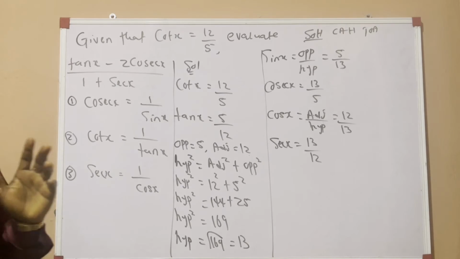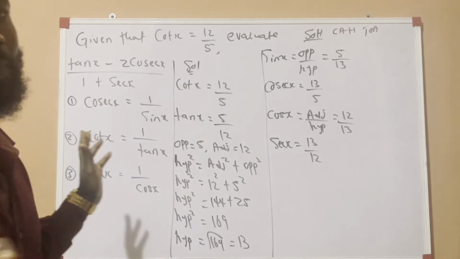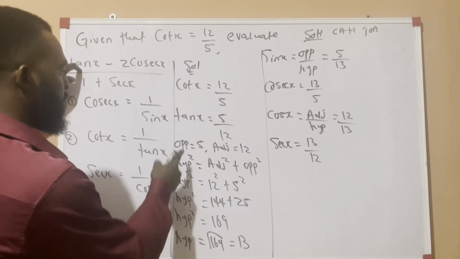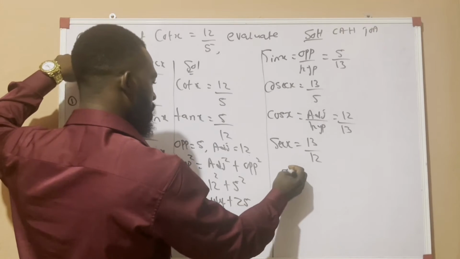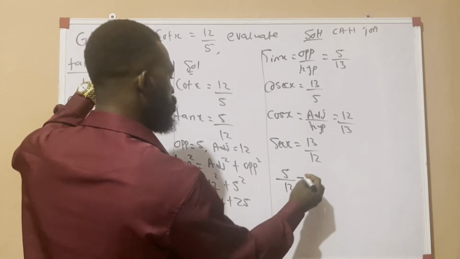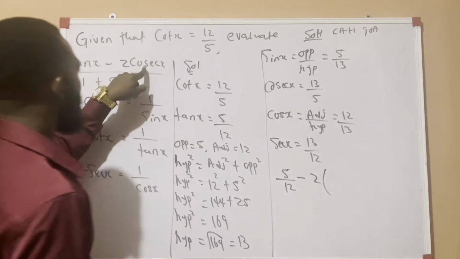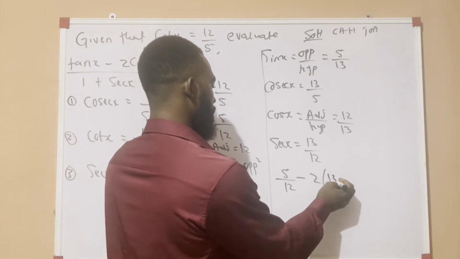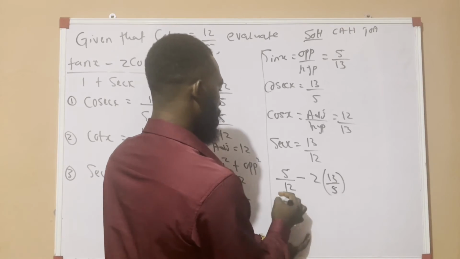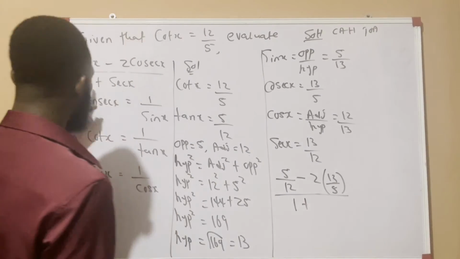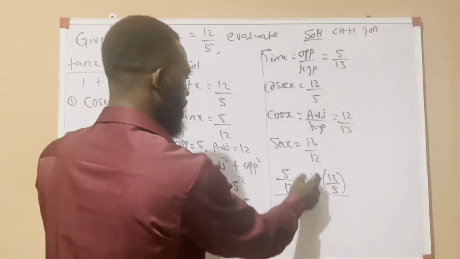So now that we have gotten all of this, let's come back to the question and smile, and then start solving. Now, we have tan x. What is tan x? Tan x is 5 over 12. Minus 2 into the bracket of what do I have? Cosec x. What is cosec x? 13 over 5. All over. What do I have? 1 plus what do I have? Sec x. What is sec x? 13 over 12.